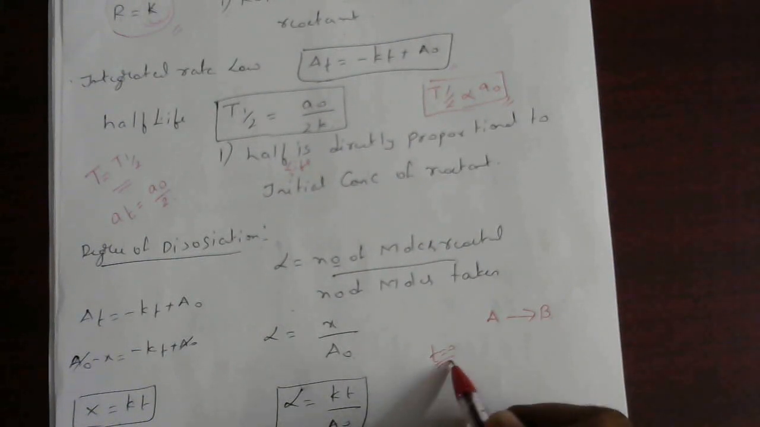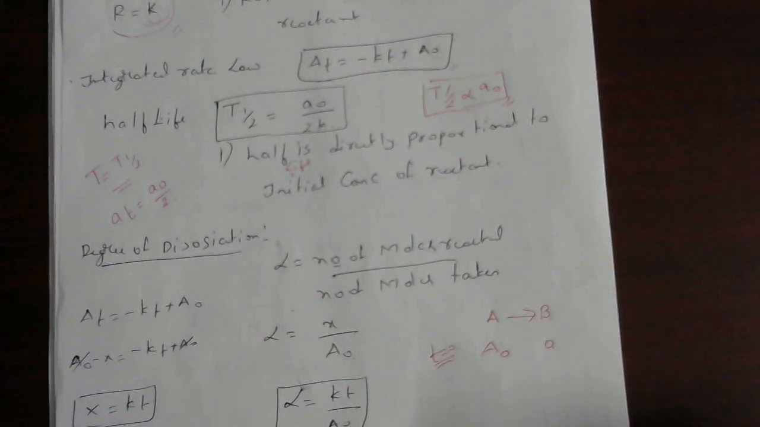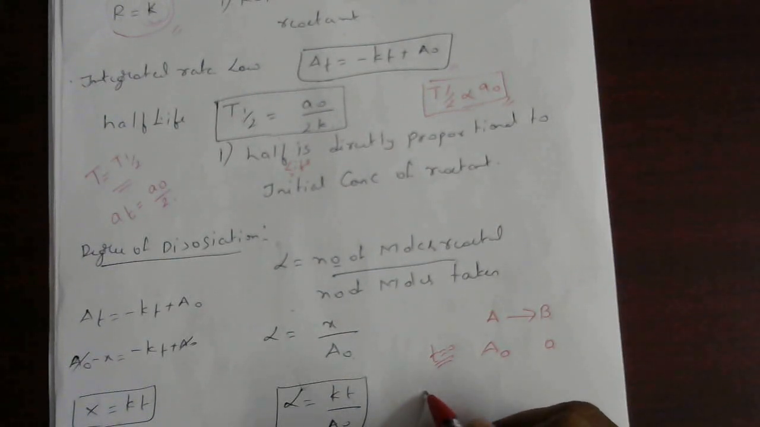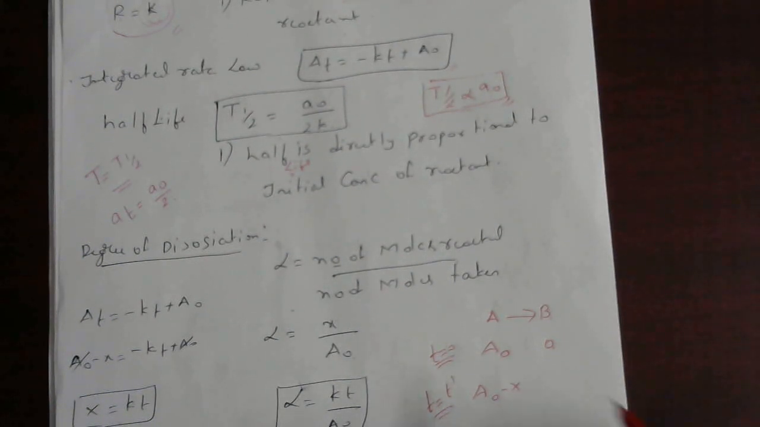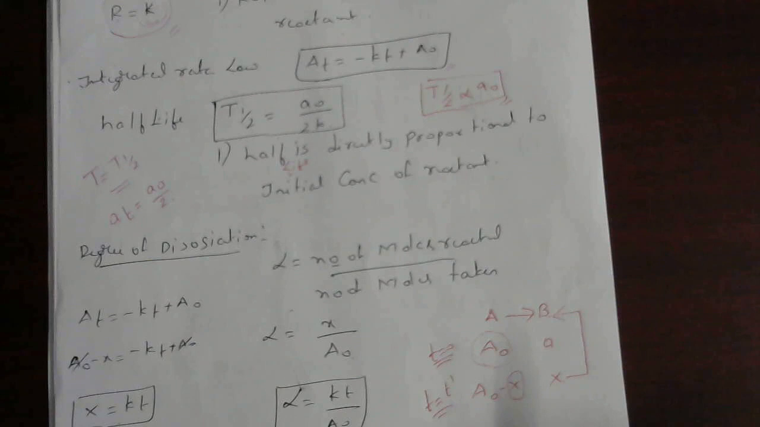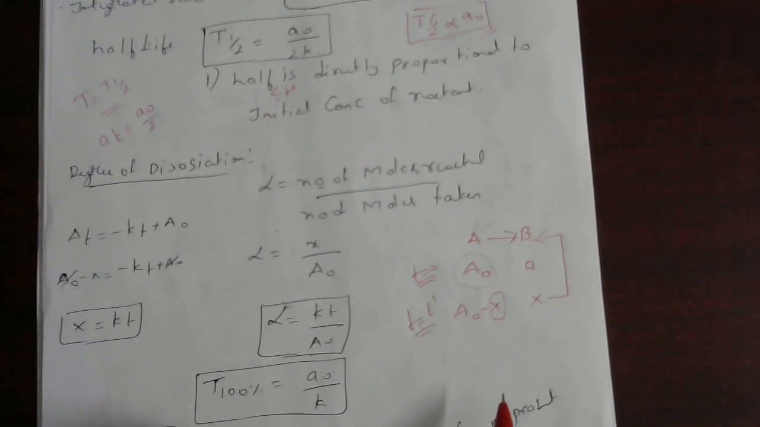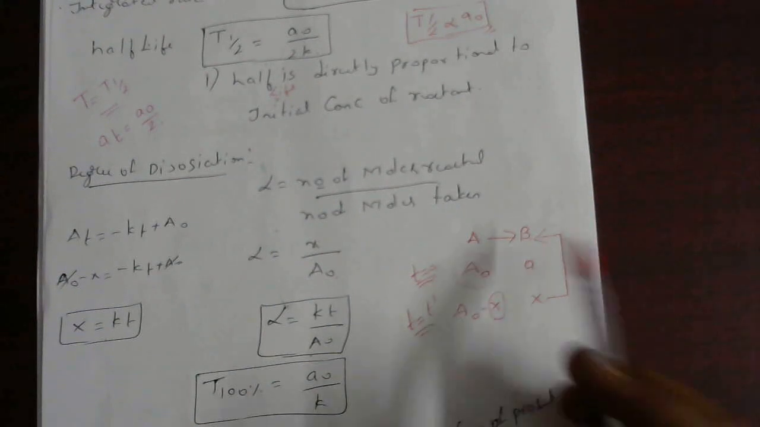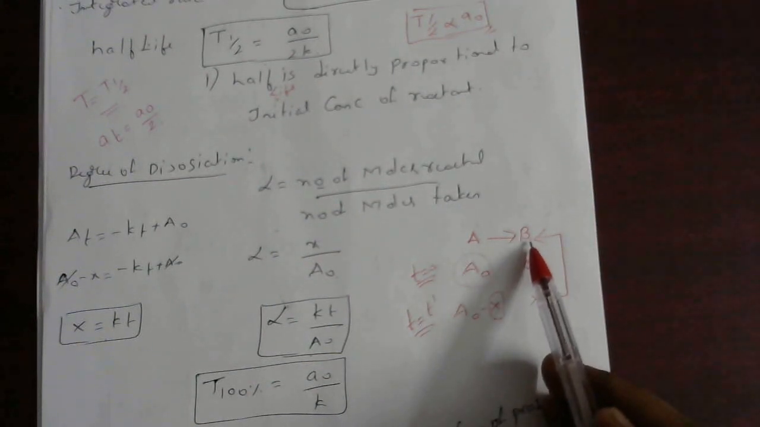At time t equal to 0, let us take the initial concentration A0, and we already know B will be 0. After some time t, A0 minus x will remain, and you will be forming some x of product here. So the number of moles reacted is nothing but x only. X moles got reacted, and the number of moles taken is nothing but A0. So x divided by A0. So what is meant by this x? This x is nothing but the concentration of B, the concentration of product at time t.